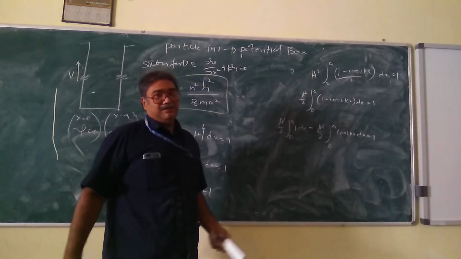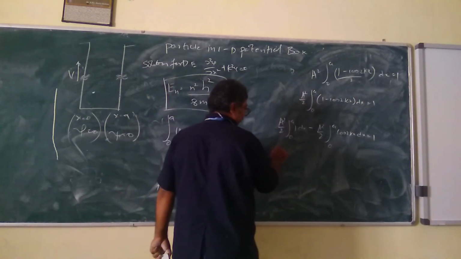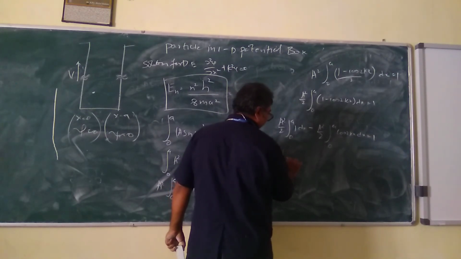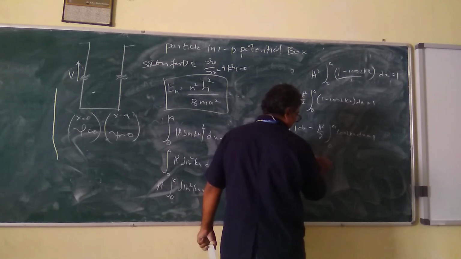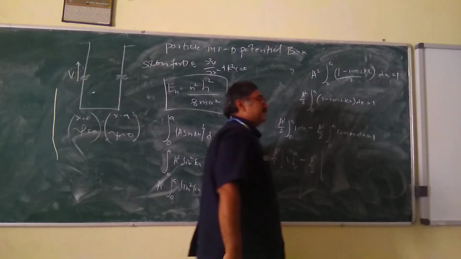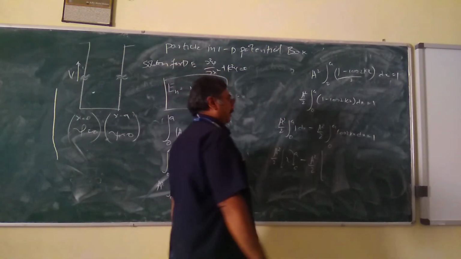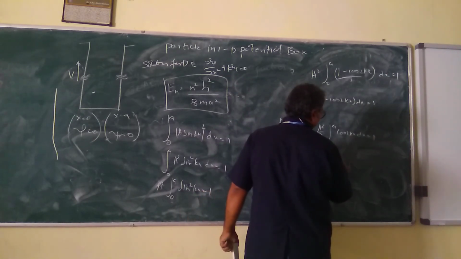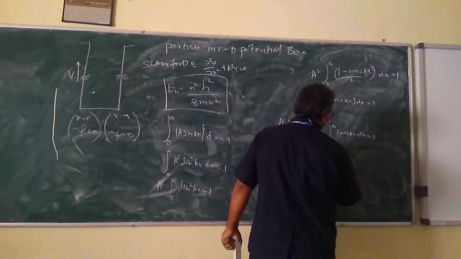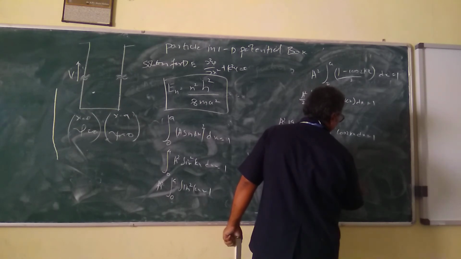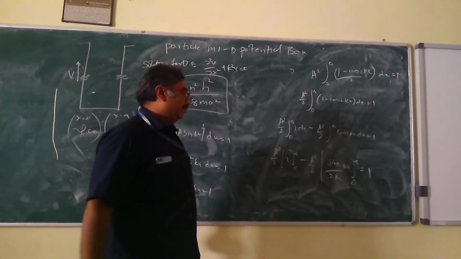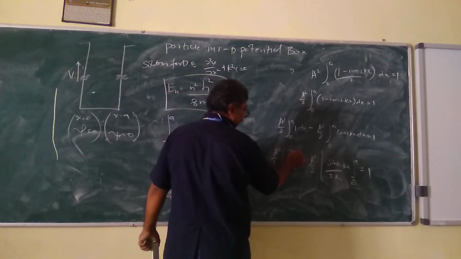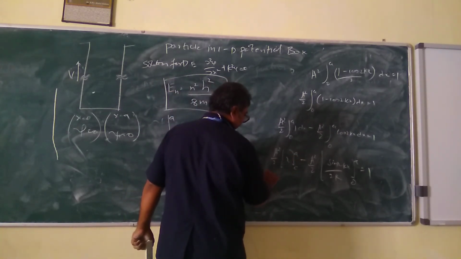Anyway, what is the integration value of 1 dx? It is x. So finally we write A square by 2 into x within the limits of 0 to a, minus A square by 2 into the integration of cos 2kx, which is sin 2kx divided by 2k, within the limits of 0 to a equals 1. In place of x, we substitute this a value, and in place of this, we substitute the limits.